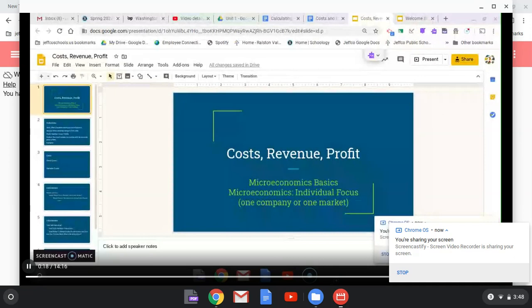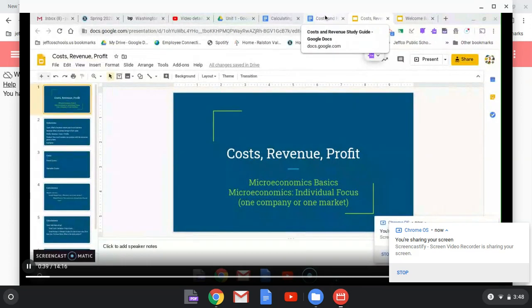So again, microeconomics is all about individual markets or businesses. We're going to get to the business side of things today, and we're going to talk about how businesses calculate their profit. As in, if you have costs and you have money coming in, your revenue, how do you calculate profit? So for us to be able to do that in the future, we just have to do a pretty basic run through today of just how to calculate those costs.